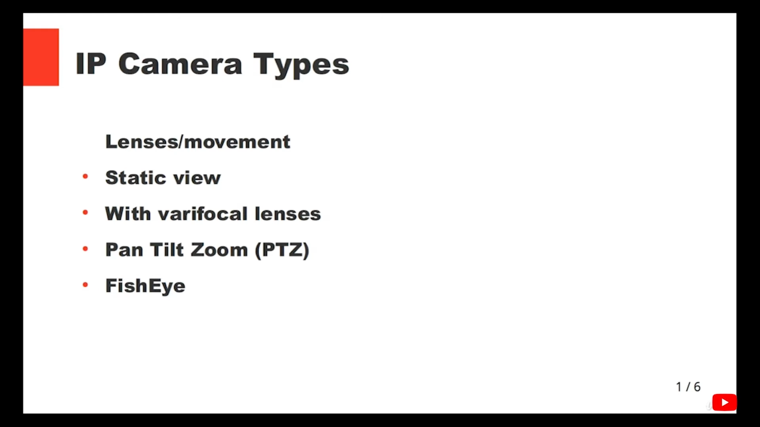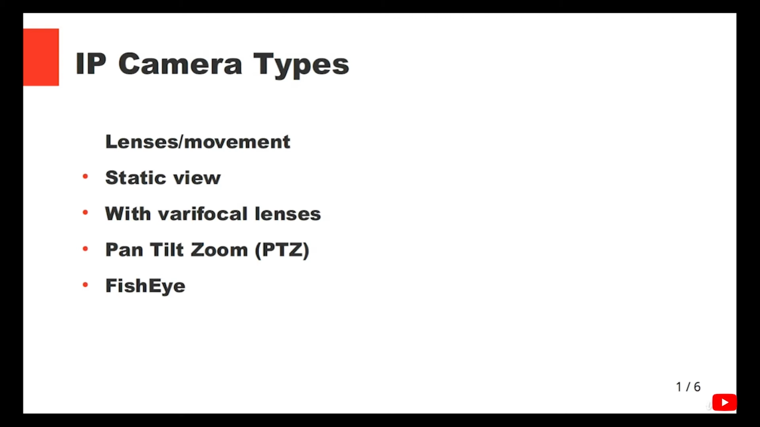So static view is a camera which has one focal length and that's it. You cannot change it. Then you will have IP cameras with varifocal lenses, where you can move the camera to zoom in a little bit or zoom out. Then you can go full PTZ, which is a pan tilt zoom camera, which can move up and down, left and right, and can zoom in and out. Some of them have even optical zooms like 15.